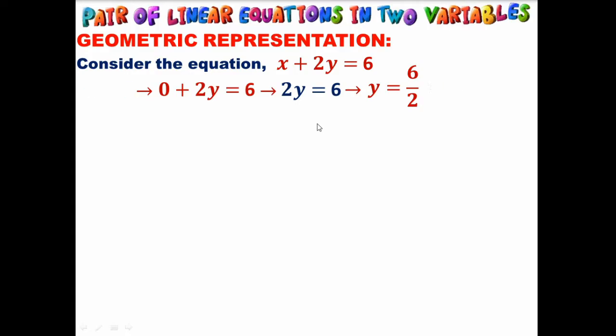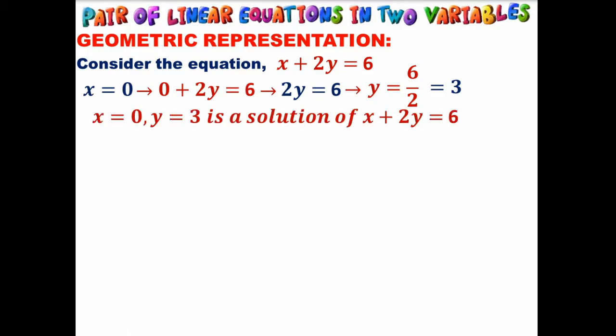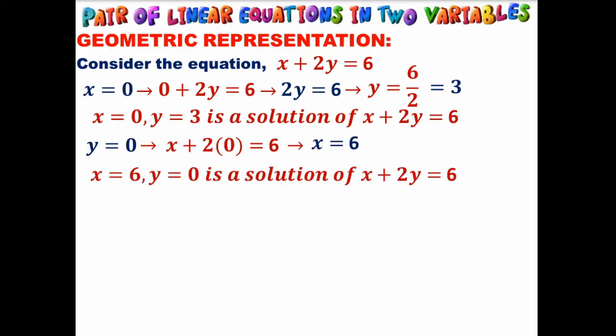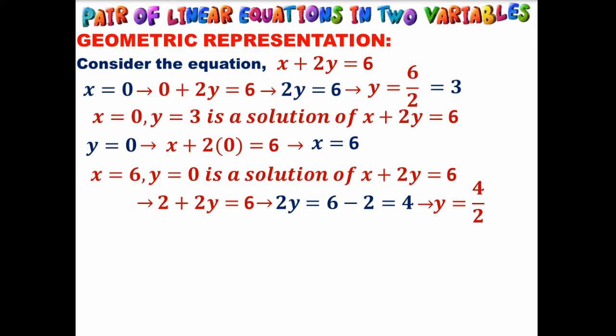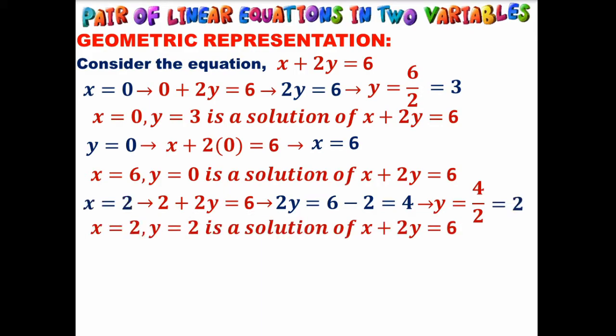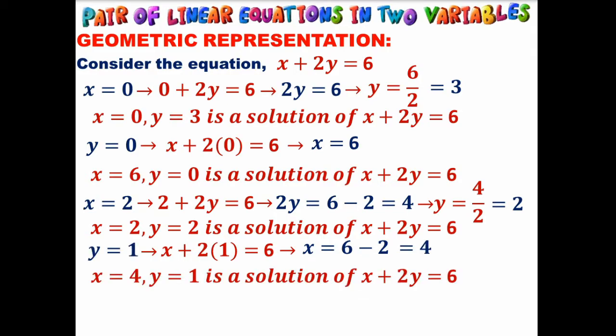So when I substitute x equals 0, I get y equal 3. So that is my first set of solution. Now let me substitute y equals 0. So that simplifies to x equals 6. So when you substitute y equals 0, x equals 6, that is another solution of x plus 2y equals 6. Substitute x equal 2, that simplifies to y equal 2. So (2, 2) is a solution of x plus 2y equals 6. So you take y equal 1, get the value to be x equal 4. So that is another solution of the given equation.